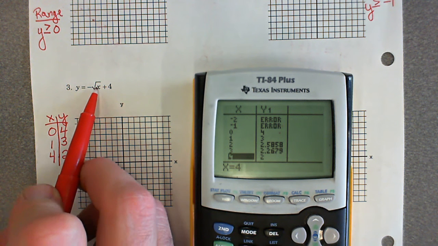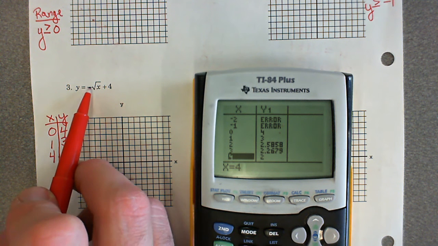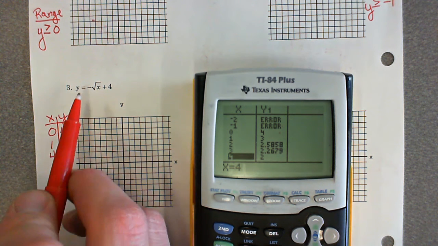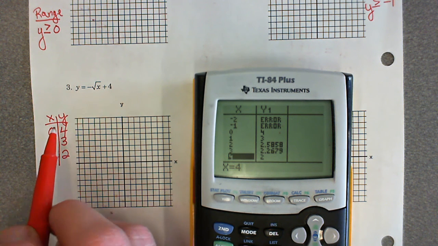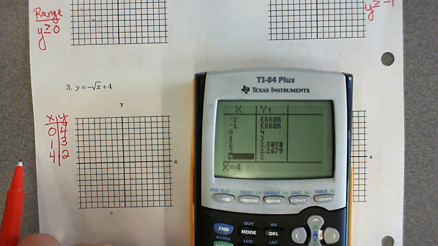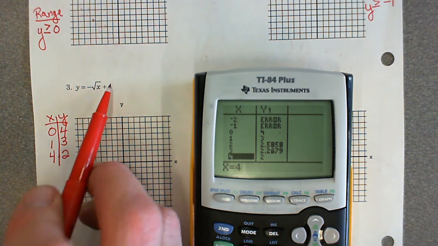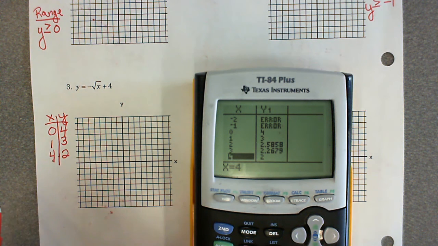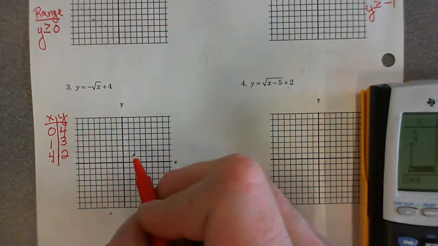Plug in 0, square root of 0 is 0, -0, which is just 0, plus 4 is 4. Plug in a 1, square root of 1 is 1. That 1's going to turn negative, so this is -1 plus 4 is positive 3. Plug in a 4, square root of 4 is 2. That turns into a -2. -2 plus 4 is positive 2. So now we can graph this.